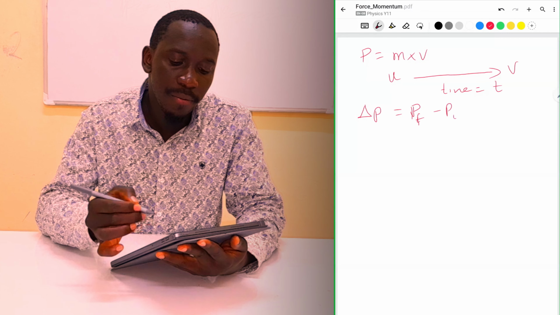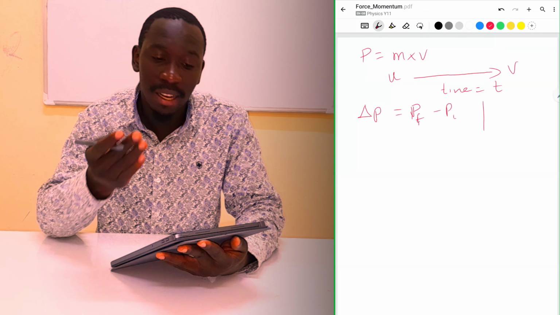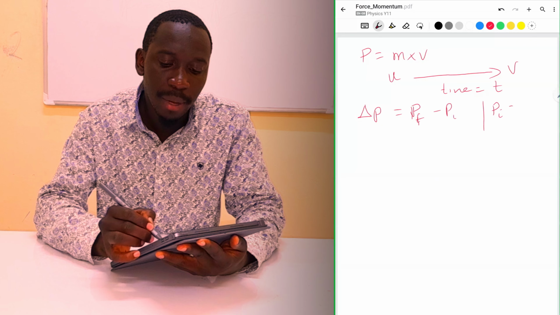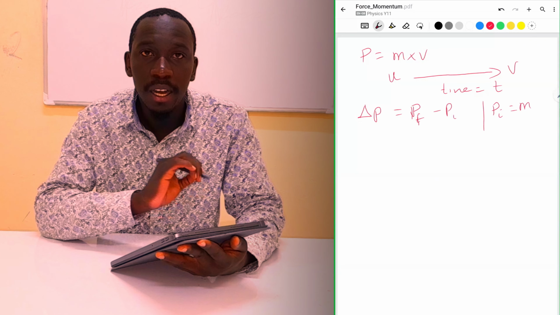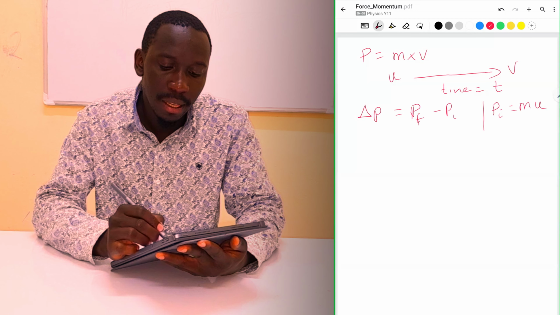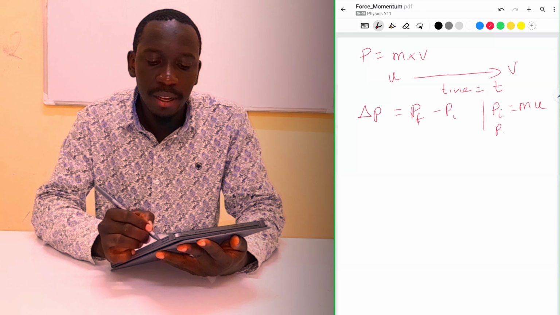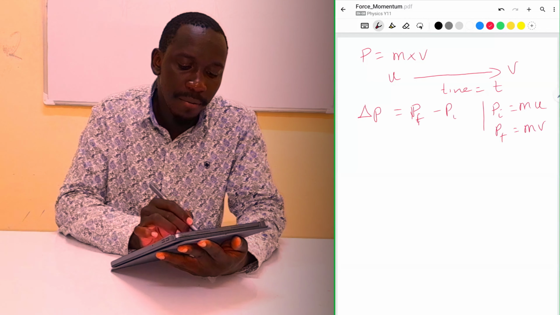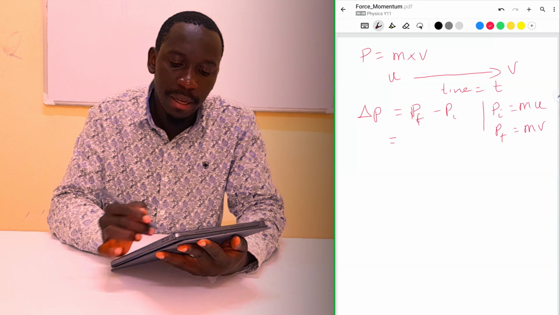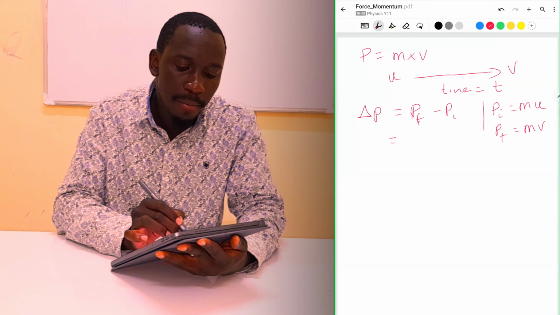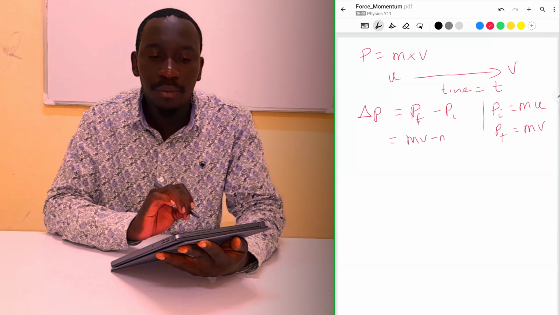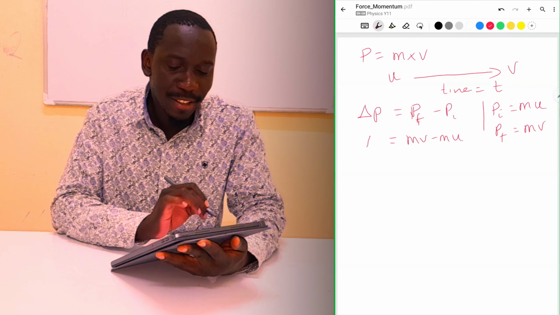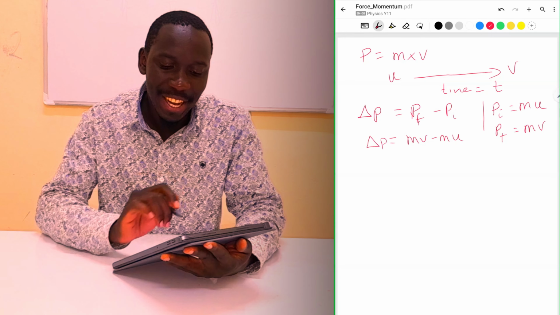But how do we find the initial momentum and final momentum? The initial momentum, pi, will be given by mass times initial velocity. The mass is not changing in this case. Then the final momentum, pf, is mv, mass times the final velocity. So the change in momentum will be mv minus mu. That is unavoidable. All right.